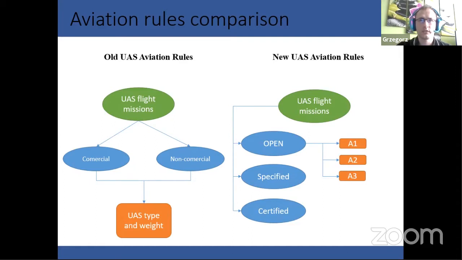Currently, the division is based on a risk assessment, and there are three categories of flight missions: open, specified, and certified. The first category is related to the lowest risk of flight mission, and the last is the most dangerous mission. The open category is divided into three subcategories: A1, flight over people; A2, close to people; and A3, away from people.